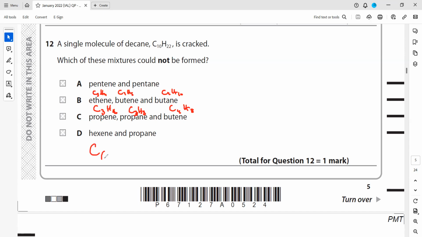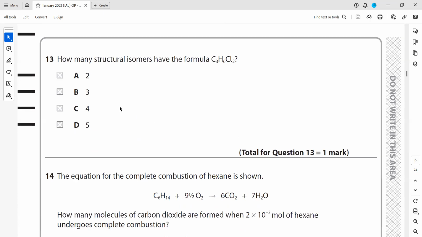But in hexene, C6H6, and propane C3H8, this will make 9 carbons, not the 10 carbons. So that's why D is the right answer, because the total sum of carbon and hydrogen before and after should be the same.